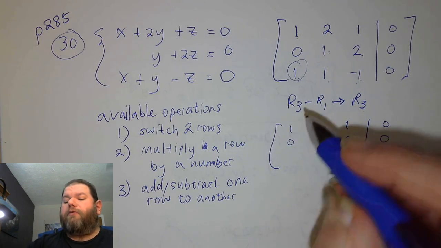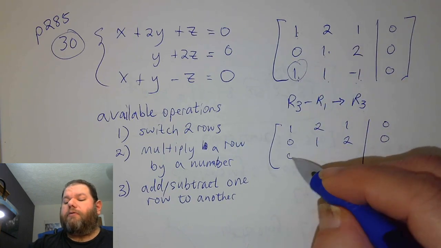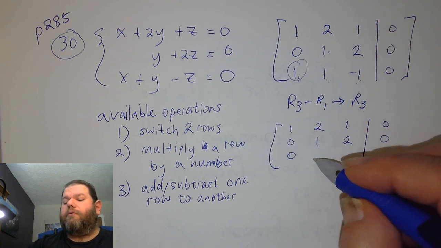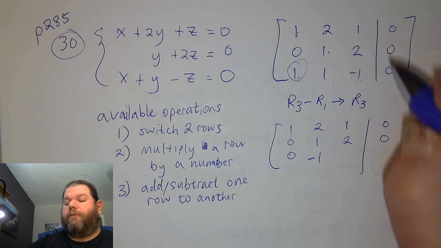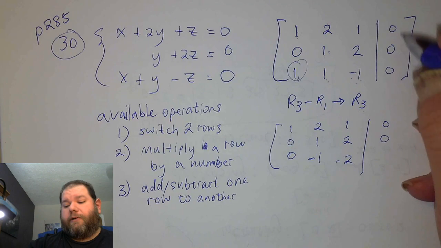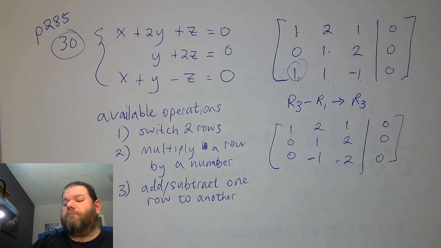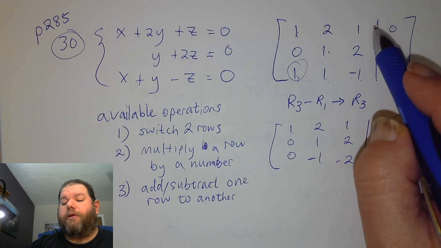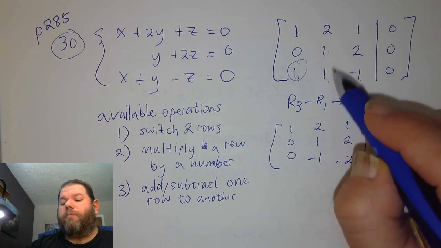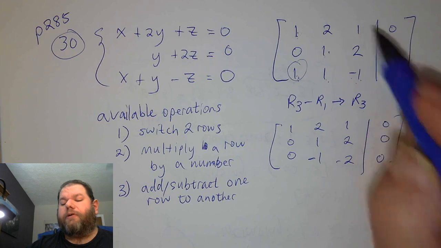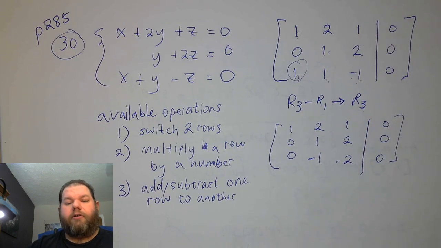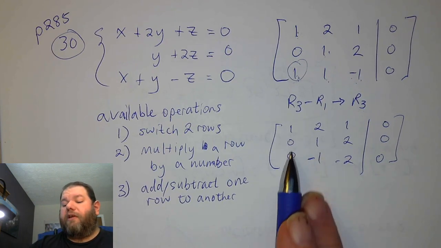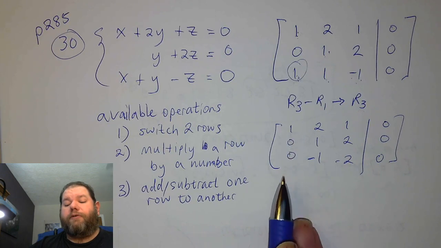Now row 3 minus row 1, so that's 1 minus 1, 1 minus 2, and negative 1 minus 1, and 0 minus 0. So we took each of these values on row 3 and subtracted the value from row 1. So 1 minus 1, 1 minus 2, and negative 1 minus 1. And then we write down the results here on our row 3. So our first column is now where we want it to be. We want it to be 1, 0, 0.